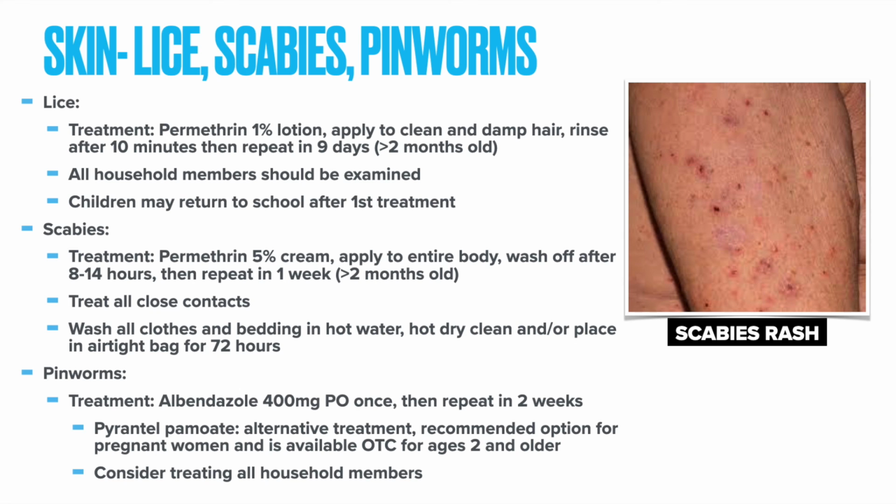Scabies is also treated with permethrin, 5% cream. The patient applies it to their entire body, washes it off after 8 to 14 hours, and then repeat it in 1 week. You treat all close contacts, and then instruct the patient to wash all of your clothes and bedding in hot water, hot dryer, and then place it in an airtight bag for 72 hours. And then for pinworms, you treat this with albendazole, and you repeat in 2 weeks. There are some other options here, and you should also consider treating the other household members based on if they're symptomatic and your clinical judgment.